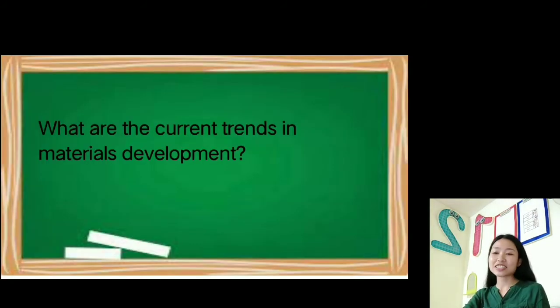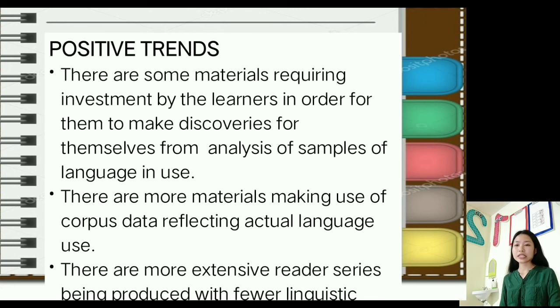What are the current trends in materials development? The positive trends. There are some materials requiring investment by the learners in order for them to make discoveries for themselves from analysis of samples of language in use. There are more materials making use of corpus data reflecting actual language use. And then there are more extensive reader series being produced with fewer linguistic constraints and more provocative content.